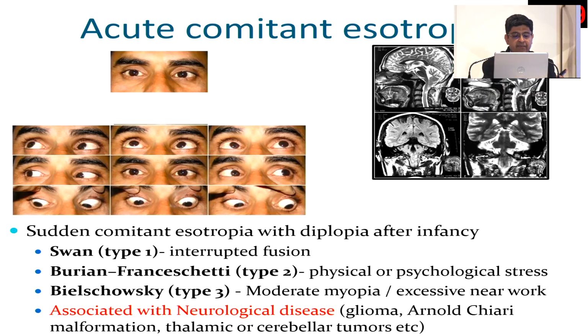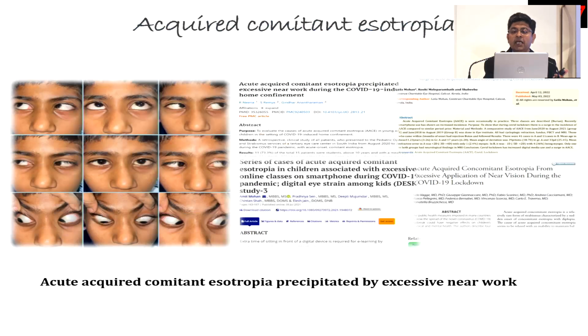And Arnold-Chiari malformations are very common in young children or young adults. And of course, there can be all kinds of lesions. The one thing that is not really classically neuro-ophthalmology, but acute comitant esotropia in children, post-COVID, has been fairly common. We are seeing a lot of children presenting to us with acute comitant esotropia.